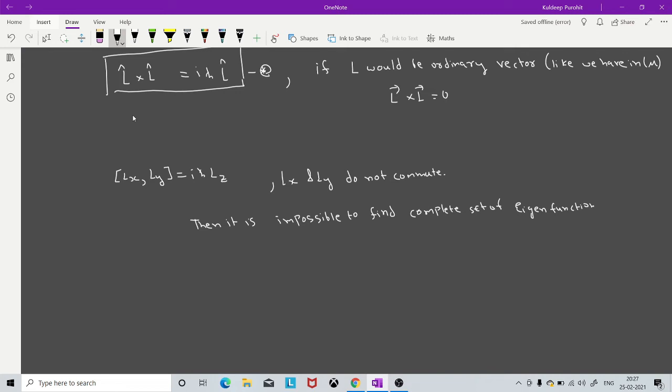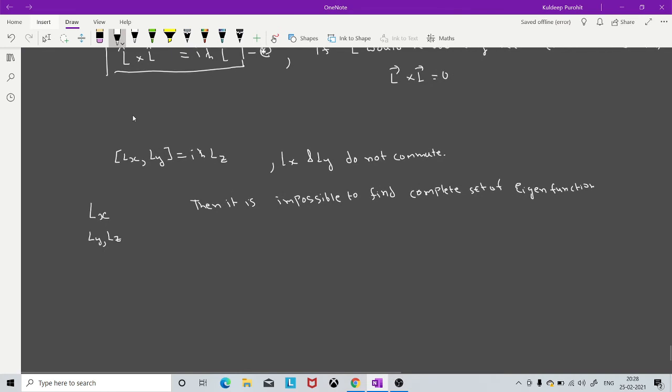So what I mean by this is, suppose that you are having an angular momentum. If you find precisely the value of Lx, then it will be impossible for you to find the precise value of Ly and Lz because they are non-commuting observables. So it means that Lx is related with Ly and Lz. If you make some changes in Lx, then there will be some change in Ly and Lz. So basically, it is impossible to construct a complete set of eigenfunctions.